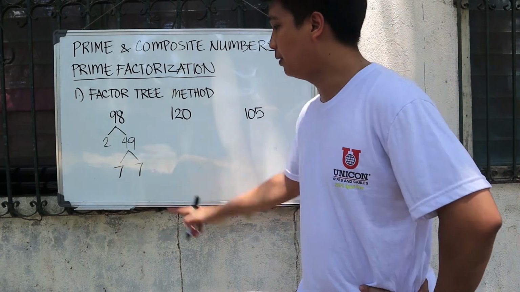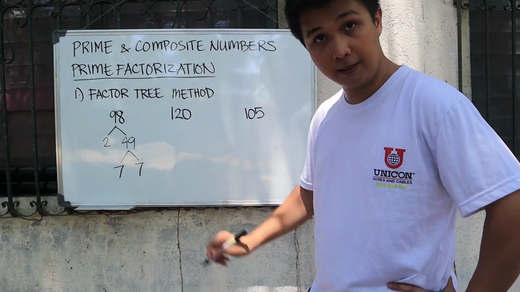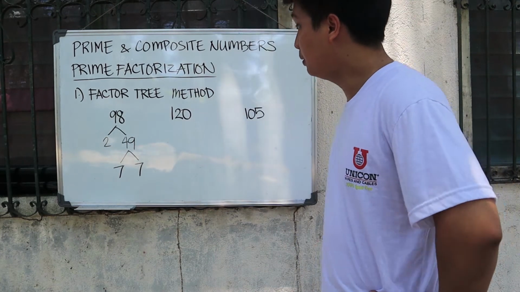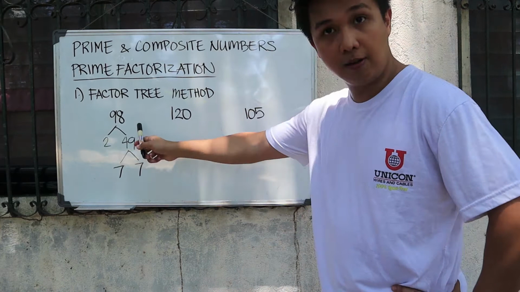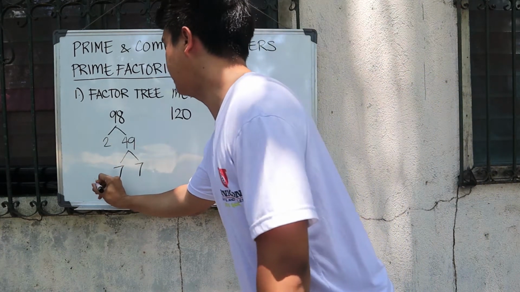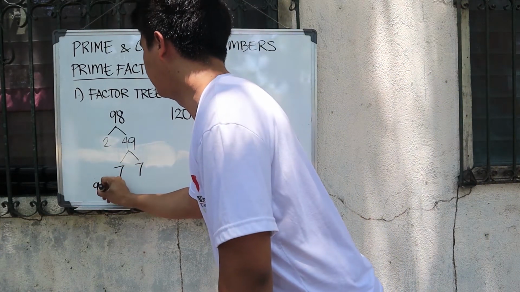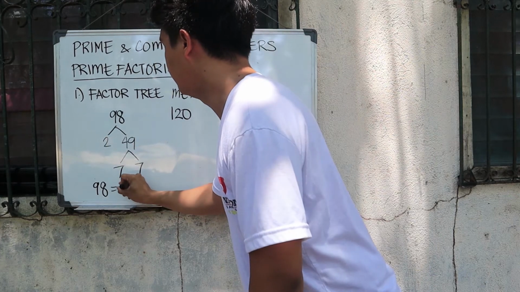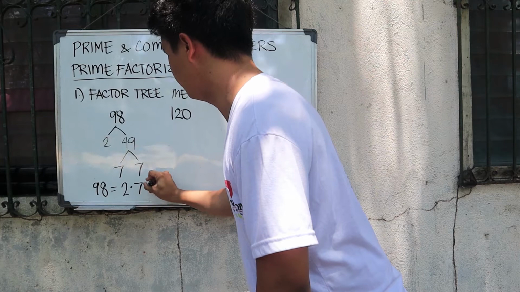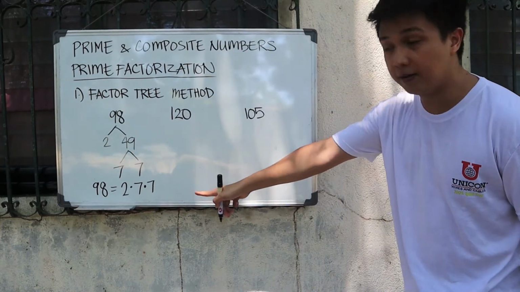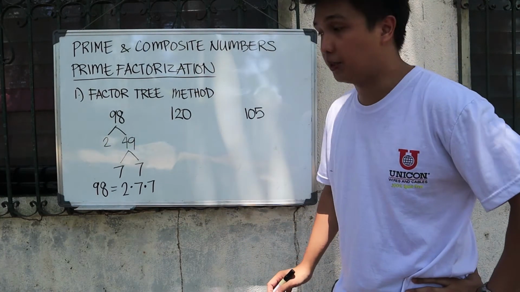So, for example, 7 times 7, 49. 49 times 2, that is 98. So, that is the factor tree. Paano isulat ang 98? So, 98 equals 2 times 7 times 7. And this is how you do prime factorization.